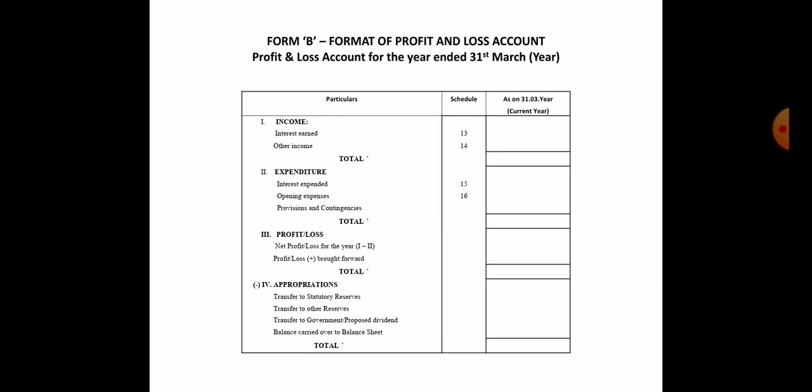Bills for exchange we will discuss in the further lecture, that is bills for collection, or we can say rebate on bills discounted. Then we will study how we can prepare a profit and loss account as per Form B. There are schedules between 13 to 16.